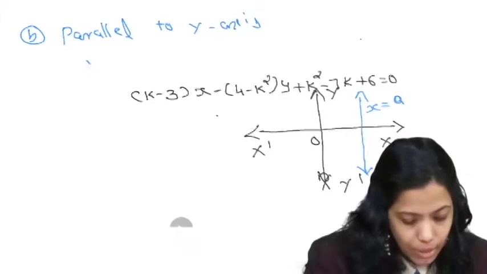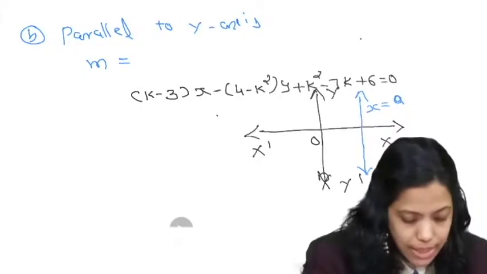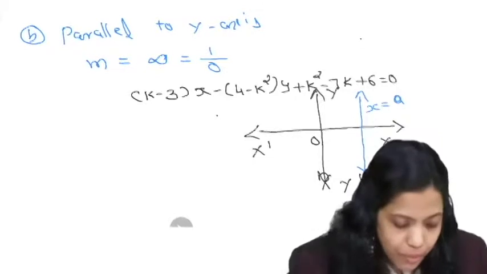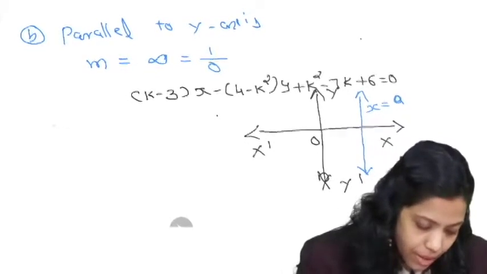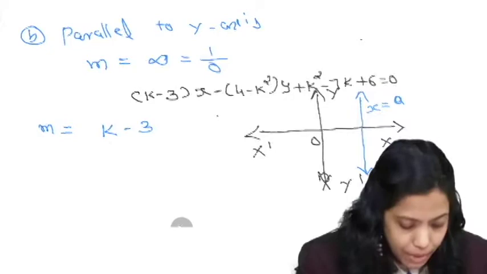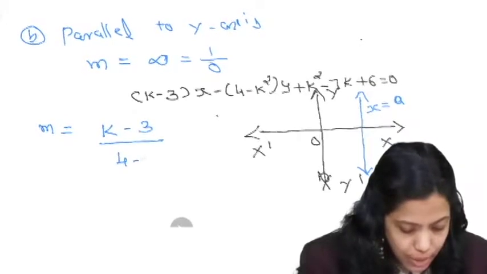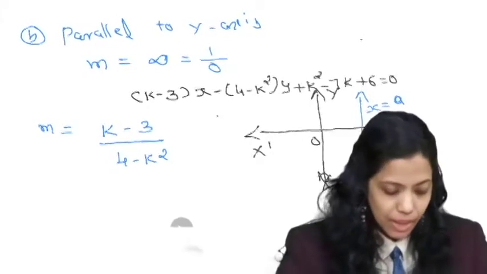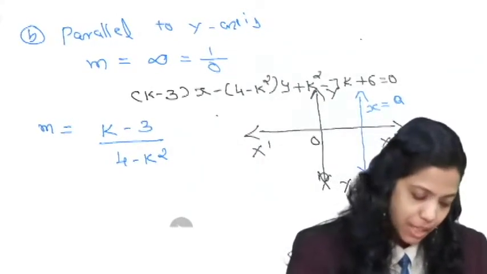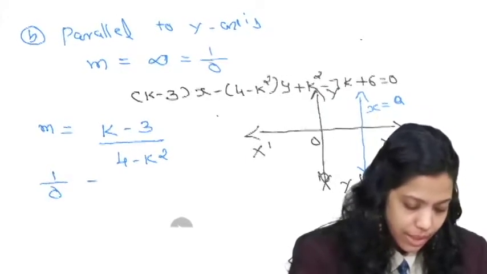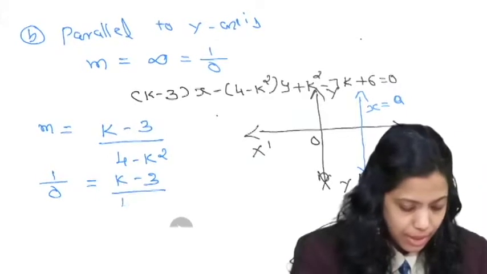The slope m equals infinity. That means I can represent it as 1 by 0. So we got the slope over here as m equals minus a by b, that means k minus 3 divided by 4 minus k square. Already we got that value of the slope as m equals k minus 3 divided by 4 minus k square. So here we are replacing that m as 1 by 0 equals k minus 3 upon 4 minus k square.